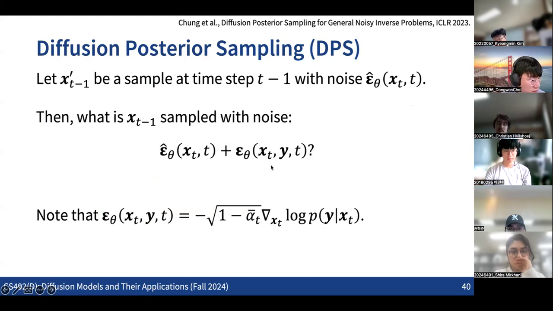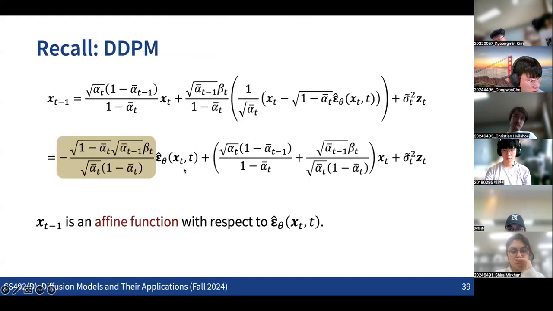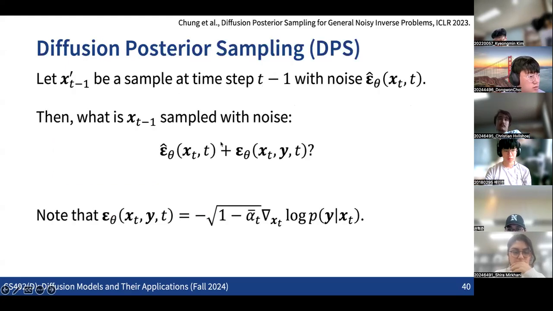Makes sense. Just replacing this score term, the noise term here, with the summation of the unconditional noise plus the conditional noise. And let's say that x_{t-1}' is basically the x_{t-1} sample without the conditional noise, only using this part. Then we just need to calculate the offset, which is coming from this additional part, right?